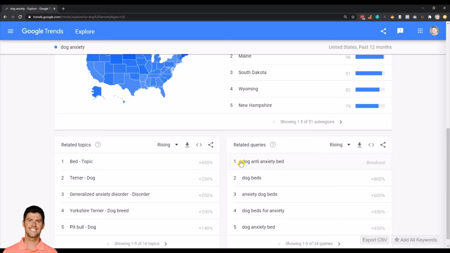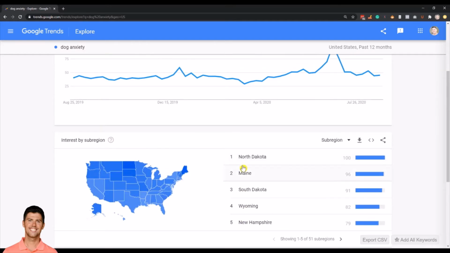This is a big one because we sort this by rising. So it's going to show what the most recent related queries are, and it'll give you a percentage. Anything over 200% means there's some traction. But when you get this breakout here, that means there's a big trend going on within this niche. And this would be my first product that I would promote something around. You can already tell it's dog anti-anxiety bed. It's perfect for this niche. I would take this keyword or query and save it. So we'll get to that.